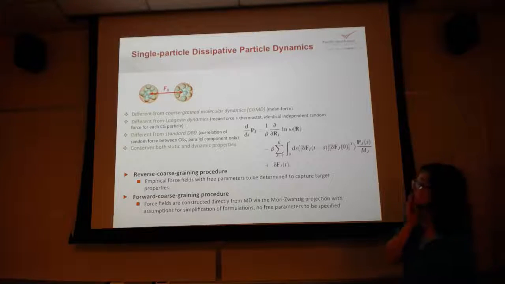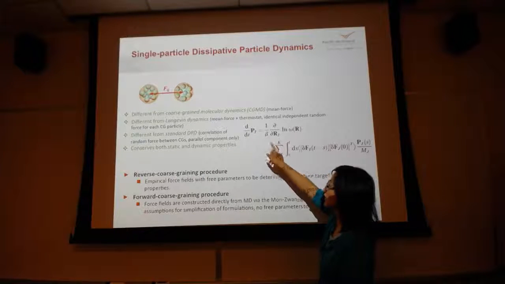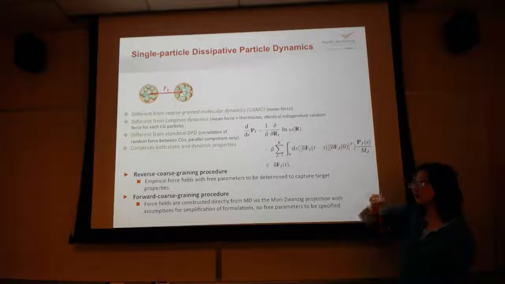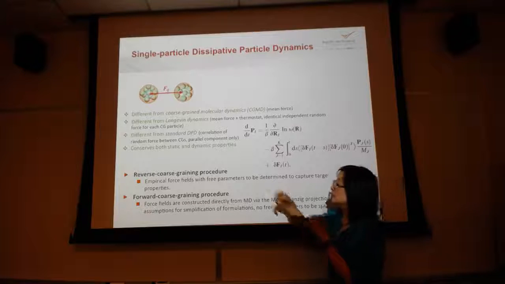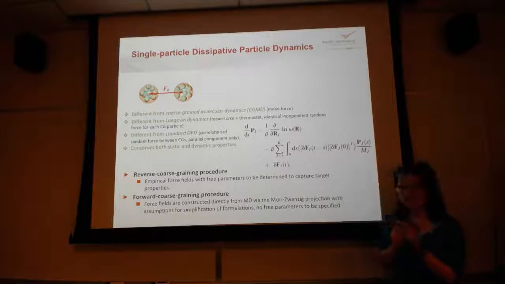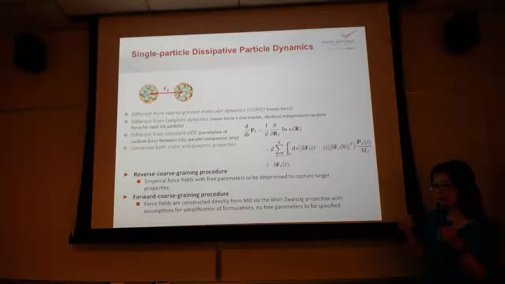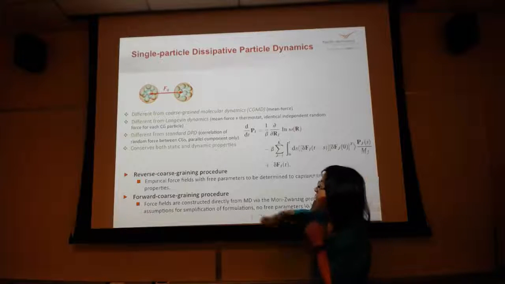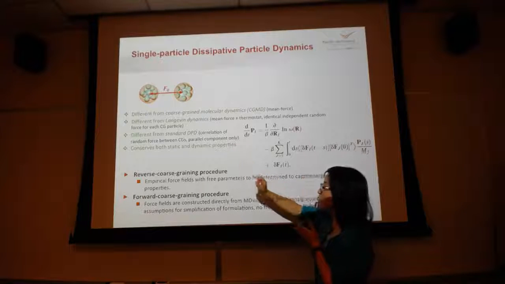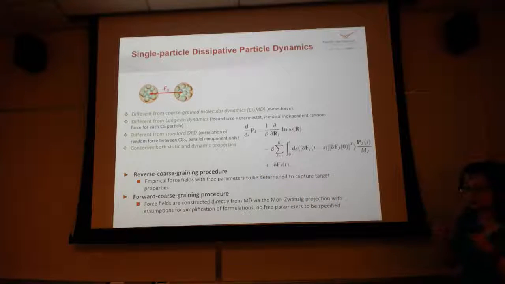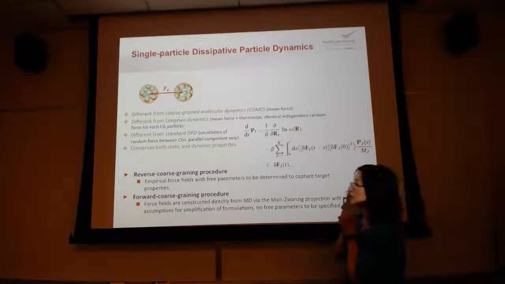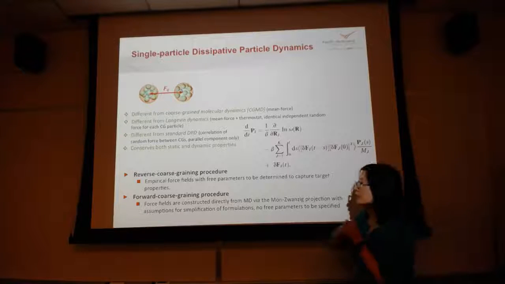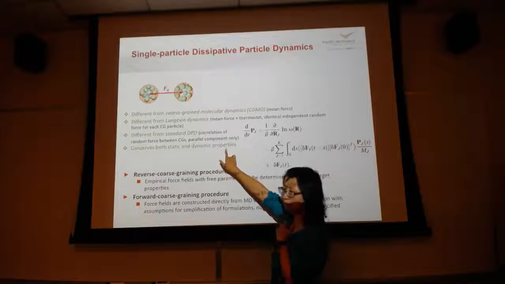Okay, so here I want to mention a couple of things about this framework. First of all, it is different from coarse-grained molecular dynamics, because CGMD only considers the mean force between two coarse-grained particles. It is also different from Langevin dynamics, because Langevin dynamics has the mean force, and for each coarse-grained particle assumes an independent dissipative force and random force, so it doesn't consider correlation between two coarse-grained particles. It is also different from standard dissipative particle dynamics, because standard DPD considers the correlations of random force between coarse-grained particles, but only the parallel component. Here, in this framework, we consider both the parallel component and the normal component, basically the full correlation. And then we can conserve both static and dynamic properties using this framework.